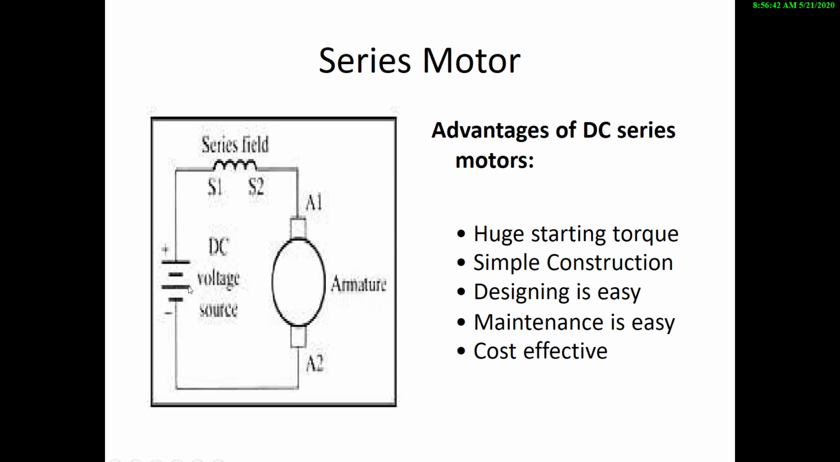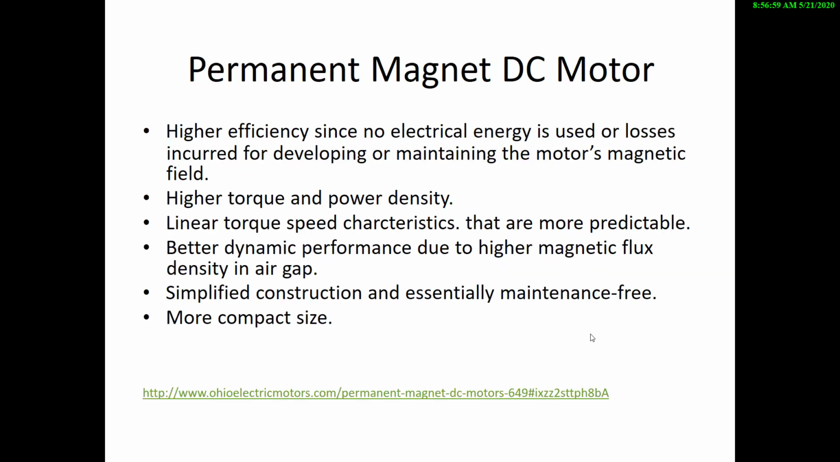And this is the series motor that I already described. There is the armature and the field coil, both in series, excited with a common power supply. It has the advantages of huge starting torque, simple construction, easy design, easy maintenance and cost effectiveness. And the permanent magnet DC motor has high efficiency and high torque, that is power density, and linear torque-speed characteristics that are more predictable, with better dynamic performance, due to the higher magnetic flux density in the air gap. It is more compact in size and maintenance free.